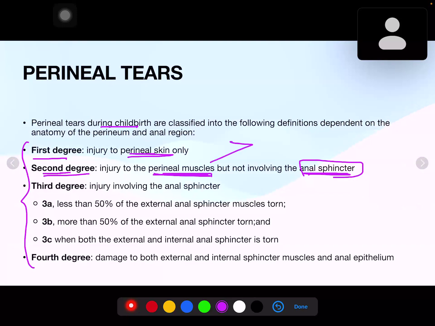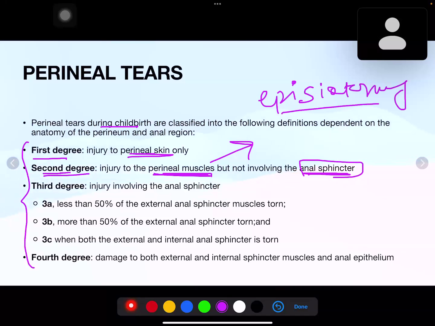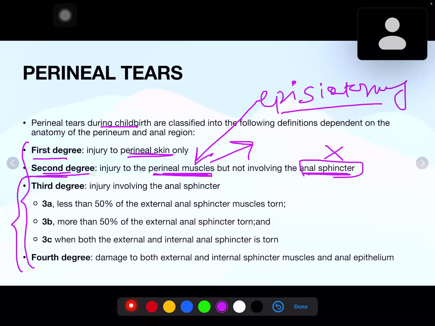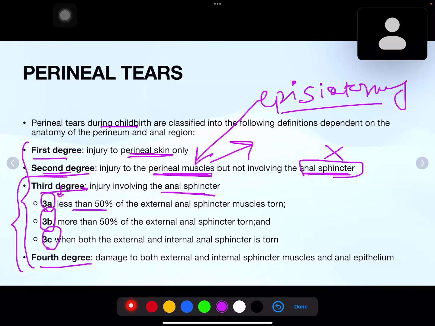So that's why, if they ask you what type of perineal tear occurs in an episiotomy, in episiotomy we give a second degree perineal tear, and the anal sphincter is not involved. Now, when the anal sphincter is involved, it goes to a higher degree, the third degree and the fourth degree. In third degree, it involves the sphincter, and it has the subcategories 3A, 3B, and 3C. 3A means less than 50% of the external anal sphincter. Outer is the external.